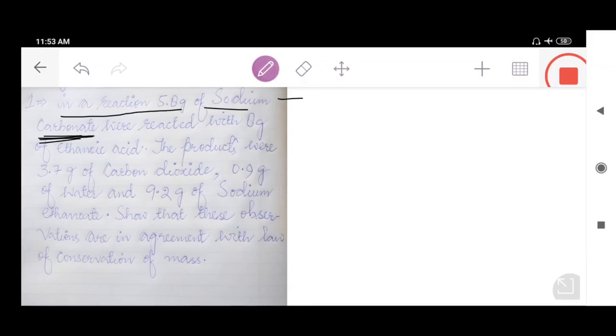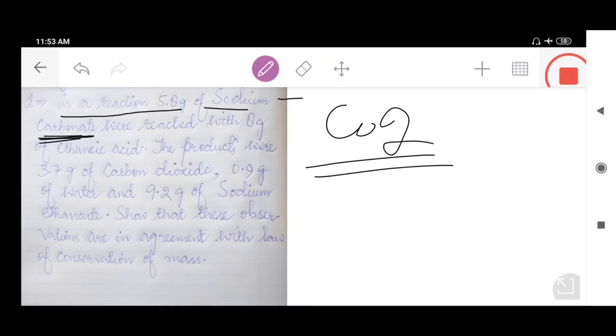Now, jot down. The products were 3.7 grams of carbon dioxide. This is the formula of carbon dioxide, CO2. 0.9 grams of water. The molecular formula of water is H2O. Mark my words, we are writing down the molecular formula of these reactants and products, and then we will solve this numerical.